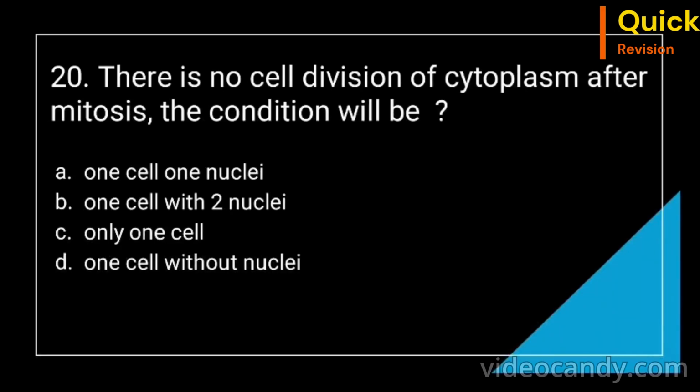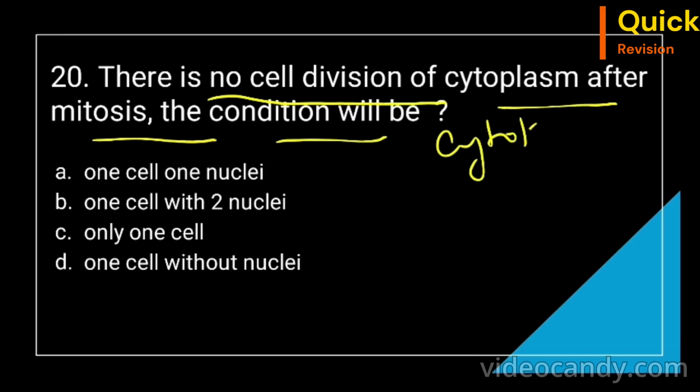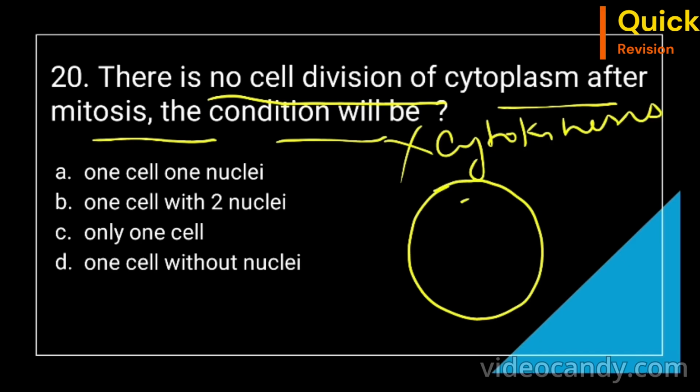20th question. There is no cell division of cytoplasm after mitosis. The condition will be that cytokinesis is not there. Only karyokinesis is there, right? So that means within the cell we will have two nuclei. So what will be the option? One cell with two nuclei. So that will be the correct answer.